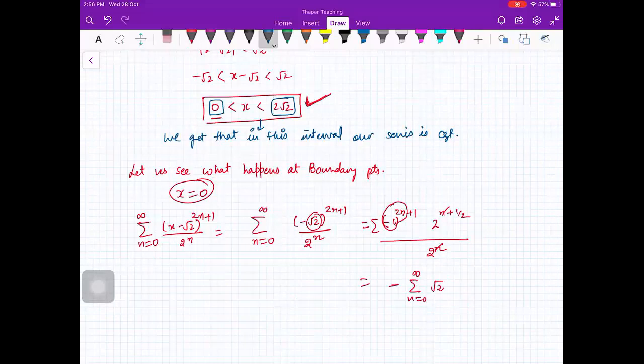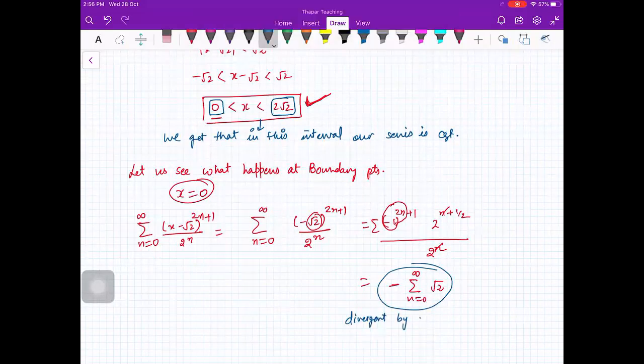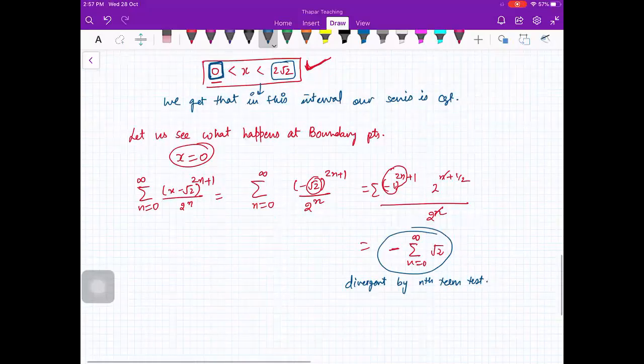Can you tell me whether it is a convergent series or a divergent series? Divergent, by nth term test. So we got that at the left boundary the series is divergent. Now let us look at the right boundary.